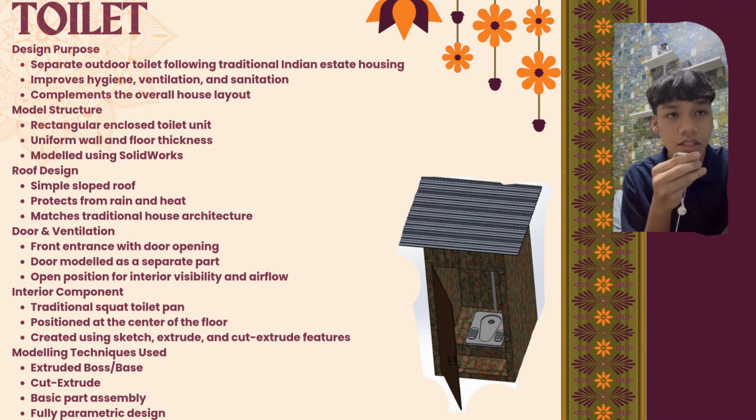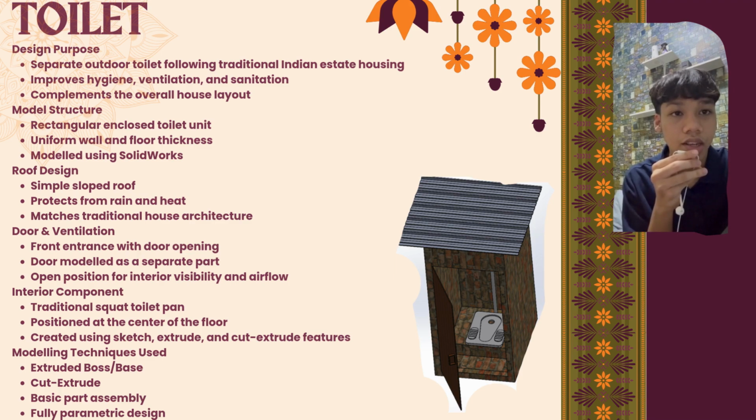The toilet structure is modeled using SolidWorks with a simple rectangular form. The walls and floor are created using extruded boss base features with uniform thickness to ensure the model remains parametric and easy to modify. A slope roof is added to protect the structure from rain and heat, matching the traditional architectural style of the house. At the front, a door opening is included to allow access and natural ventilation.